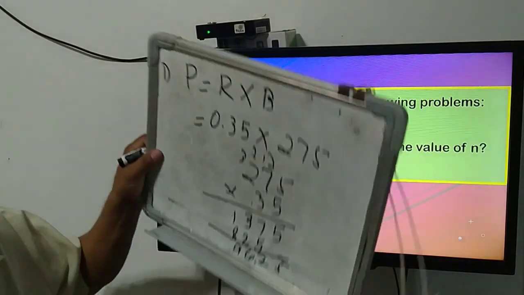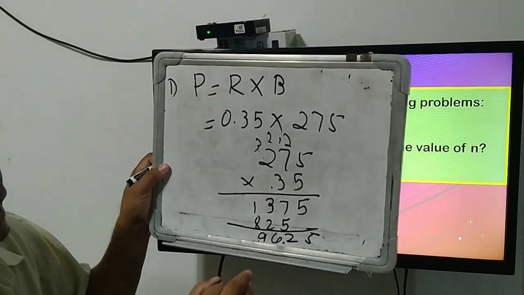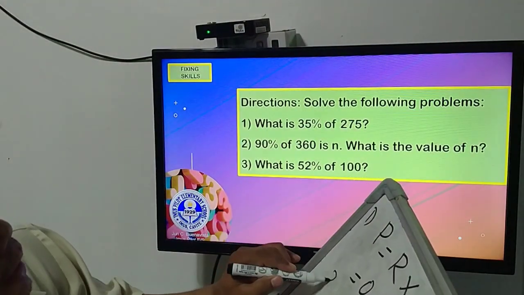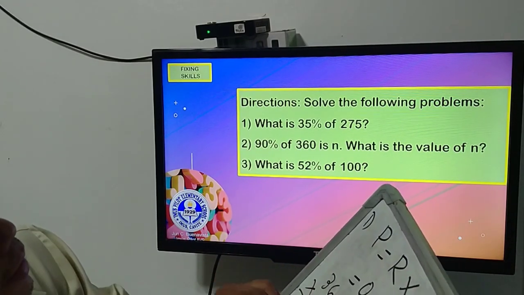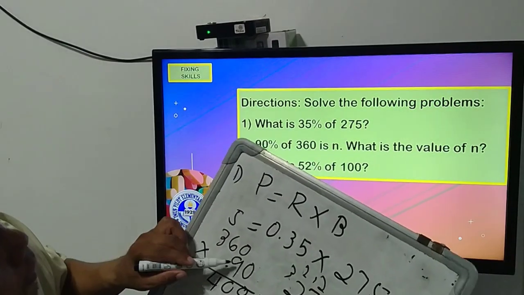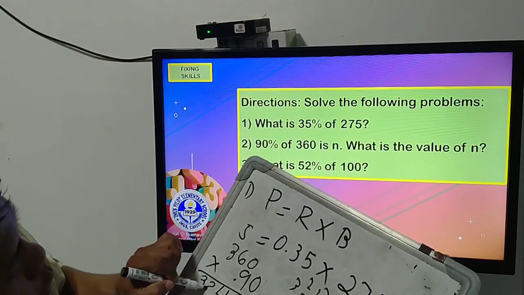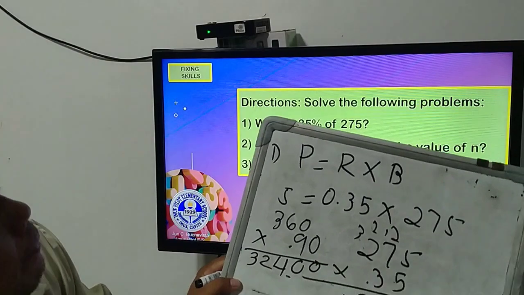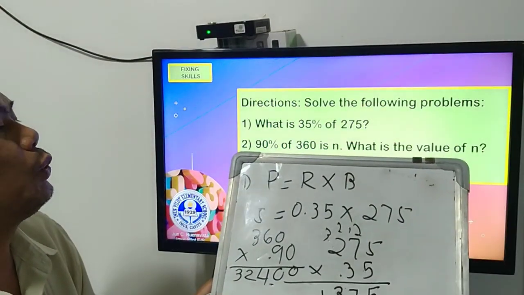Okay, the answer for number 1 is 96 and 25 hundredths. Number 2 is, okay, so we have 360 times 90 hundredths, 0, 0, 54, carry 5. We have 27 plus 5 equals 32. Then, count the number of decimal places. So, we have 324. That is for number 2.